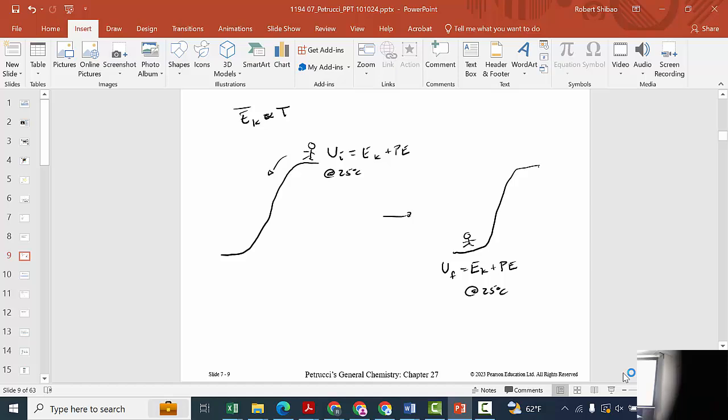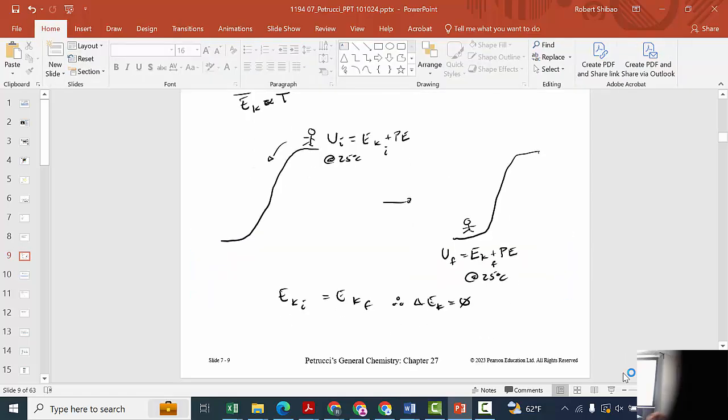If the initial temperature were 25 and the final temperature were 25, there's no change in kinetic energy. That is, EK initial and EK final are the same. So EK initial is equal to EK final. Therefore, delta EK is equal to 0. There's no change in kinetic energy. And so what we can do is we can see what the change in energy was.